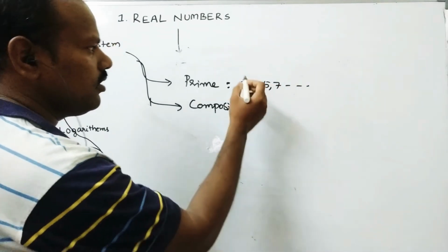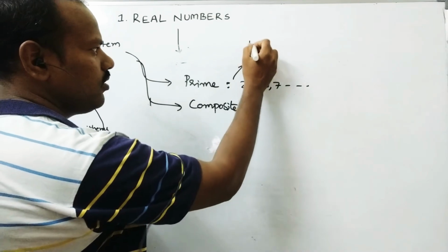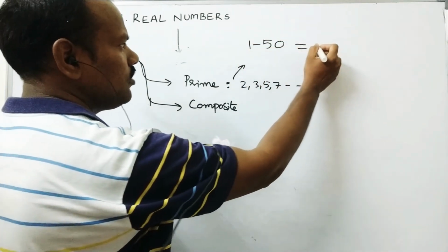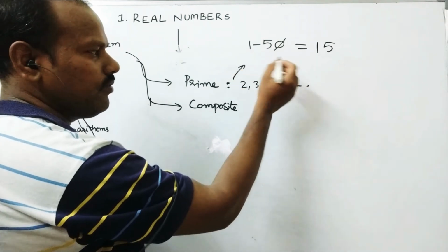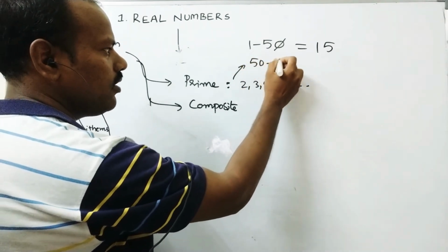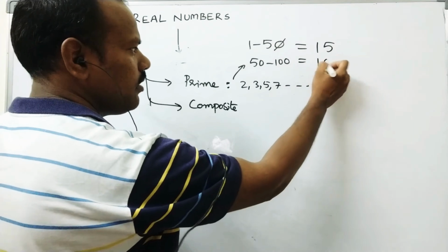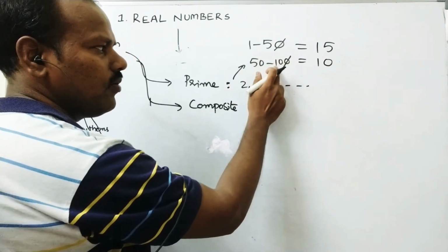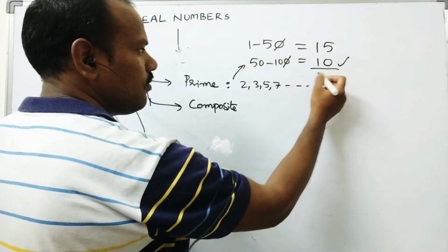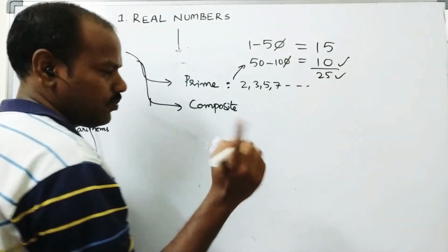Here you have to know one more important point. From 1 to 50 there are 15 prime numbers. And from 50 to 100 you will have 10 prime numbers. So in total, from 1 to 100, there are 25 prime numbers. That is point number 1.